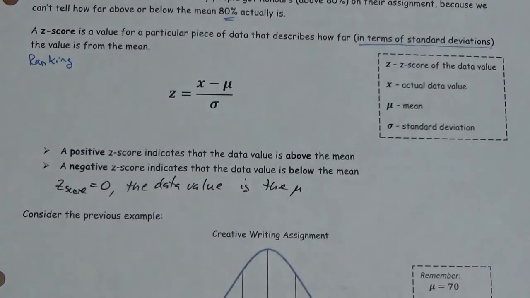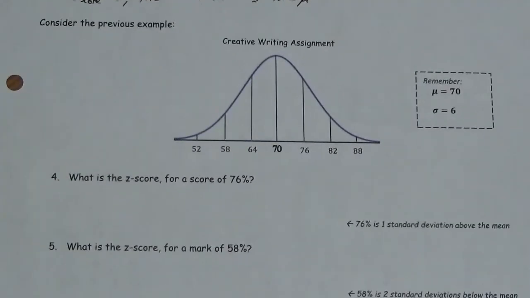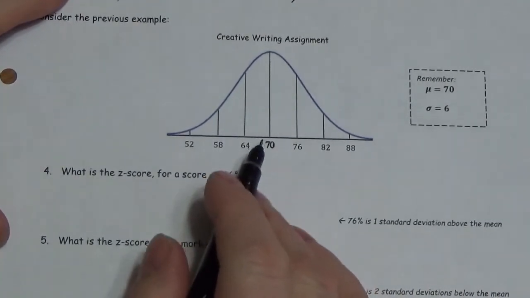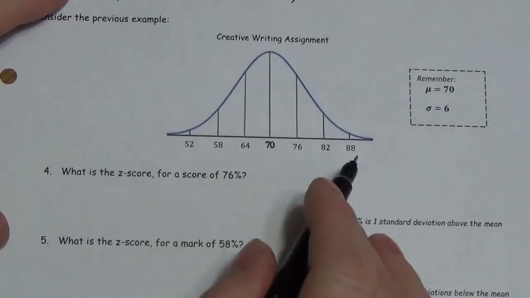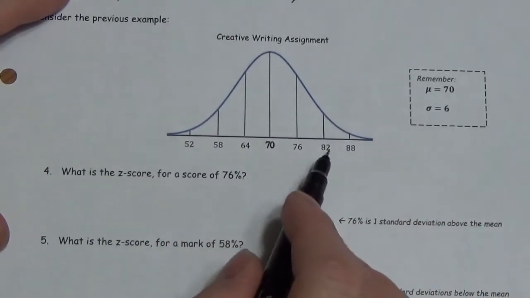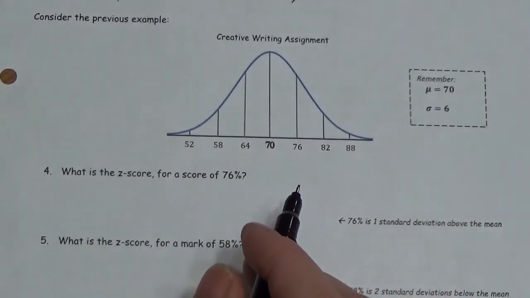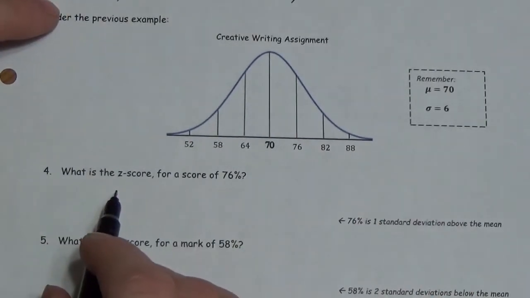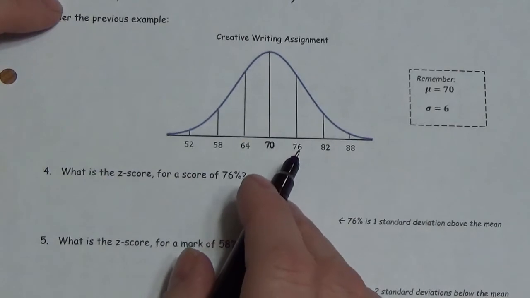Okay, so anyway, let's take a quick look at an example here and see if we can make this make even more sense. Let's go back to the creative writing assignment. So here's our distribution. There's our mean, and if we go up and down by the standard deviations, you see those numbers there, the marks on the assignment. So we're going to ask, what is the Z-score for a mark of 76?